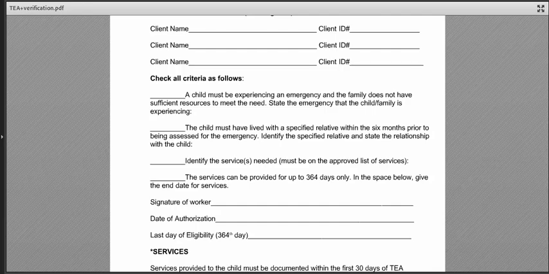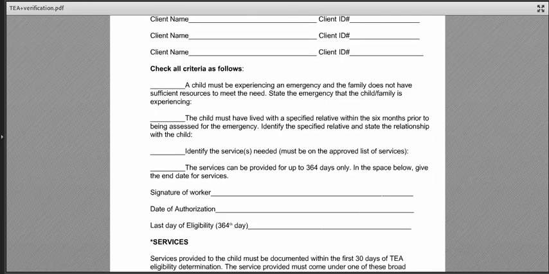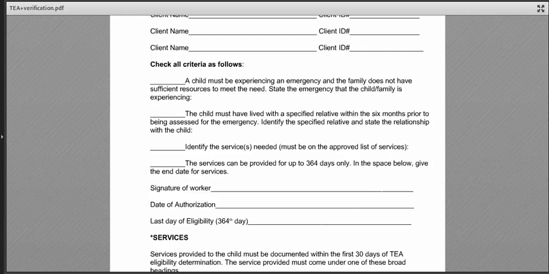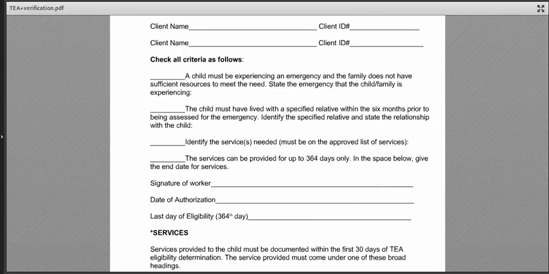You're identifying the list of services needed. You're identifying and acknowledging that checking off that the services can only be provided for up to 364 days. So you're going to put down what the last day of eligibility is. And remember, it's 364 days from the first time the child was eligible, when it was started. So you may have to go back and look at your intake if you coded R at intake. If, let's say, you weren't using 9 with 211, if you used R, then it would be back from then. If it's in 210, then you'd look back from there.